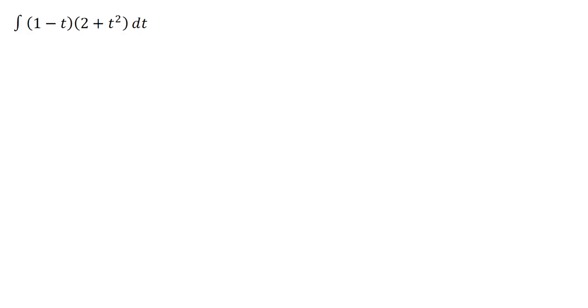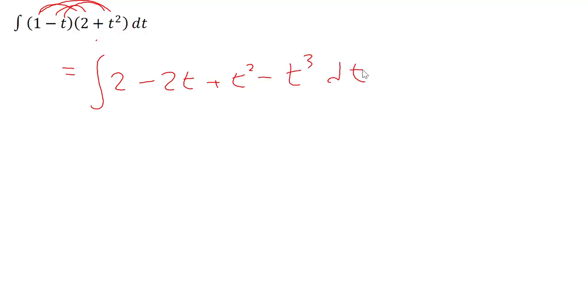For our second one here, in order to do this integral, we're just going to want to distribute this out first to write it into a form that we can use the power rule. So 1 times 2 is just 2. And then negative t times 2 will be negative 2t. And 1 times t squared will be plus t squared. And negative t times t squared will be negative t cubed. So this is our new integral.